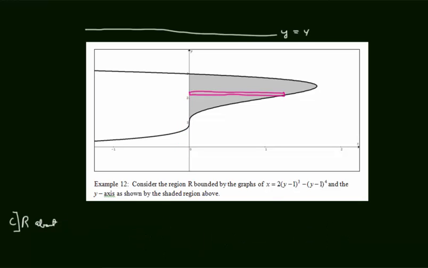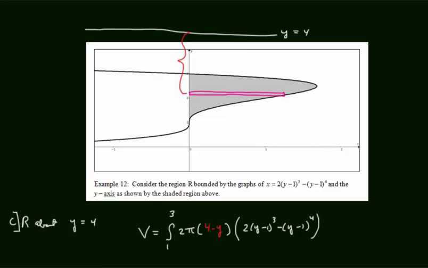Part C, we're going to rotate about y equals 4 against the grain. Volume equals from y equals 1 to y equals 3. The circumference 2 pi. Radius in this case is going to be 4 minus y. The height is still the same. That's 2y minus 1 cubed minus y minus 1 to the 4th. And then the thickness dy.